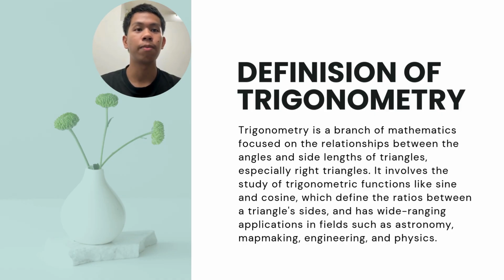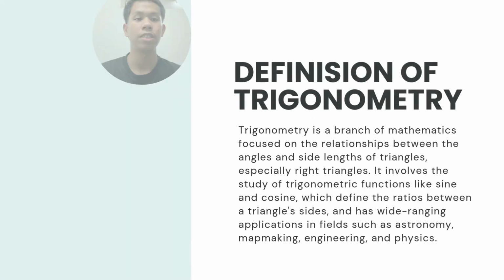Today I'm going to talk about the definition of trigonometry. Trigonometry is a branch of mathematics focused on the relationship between the angles and side lengths of triangles, especially right triangles. It involves the study of trigonometric functions like sine and cosine, which define the ratio between a triangle's sides, and has a wide-ranging application in fields such as astronomy, map-making, engineering, and physics.